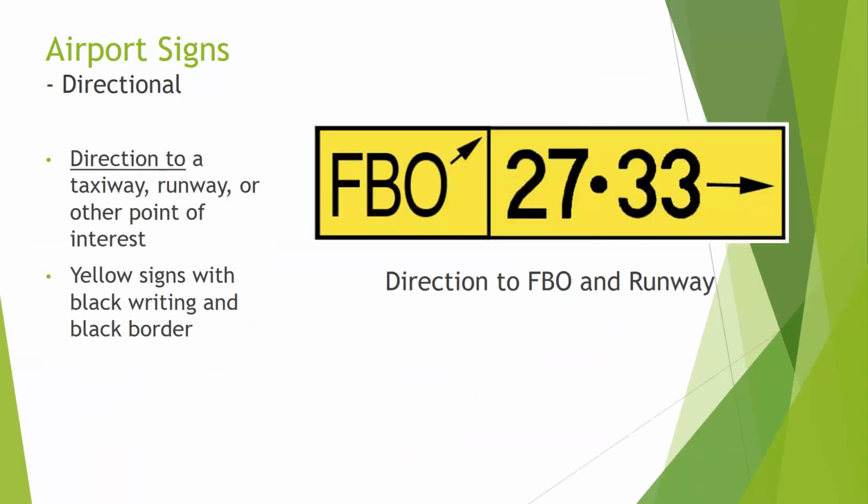So here's an example where it can tell you information, not just taxiways, but it can also show you where a runway is. It can show you where the FBO is. Sometimes they'll just say fuel, if you're looking for where the fuel farm is. Apron, ramp, and that kind of thing.